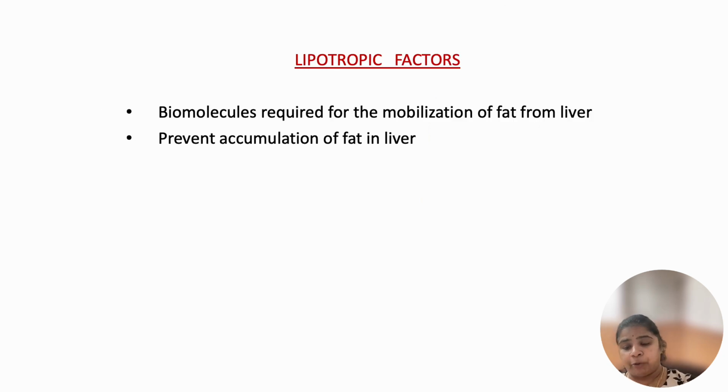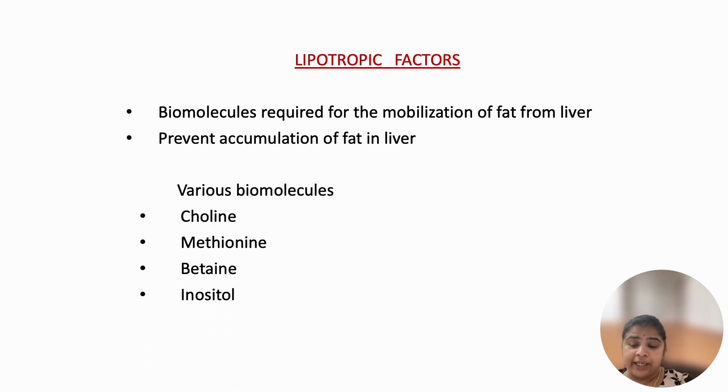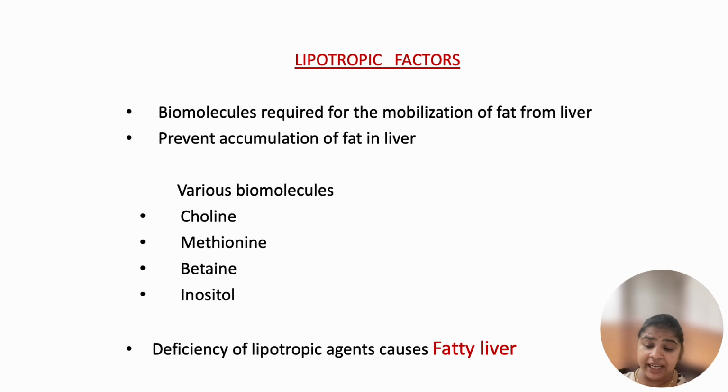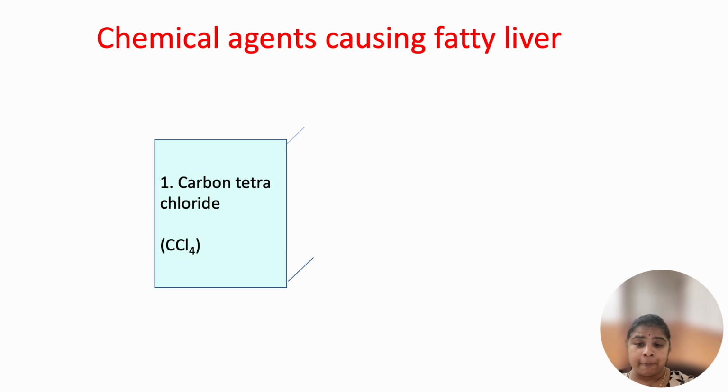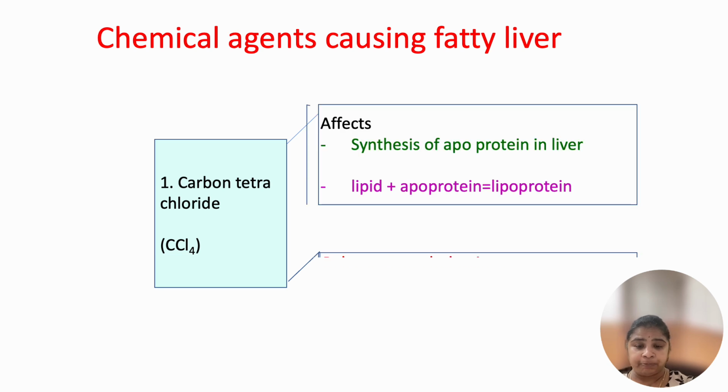So, what are lipotropic factors? These are biomolecules which prevent fatty liver from occurring, that is, prevent accumulation of fat. It can be choline, methionine, betaine, inositol; all these are called lipotropic factors. Any deficiency of these lipotropic factors also will lead to fatty liver. Coming to the chemical agents that can cause fatty liver, carbon tetrachloride prevents formation of ApoB100 and secretion of VLDL.